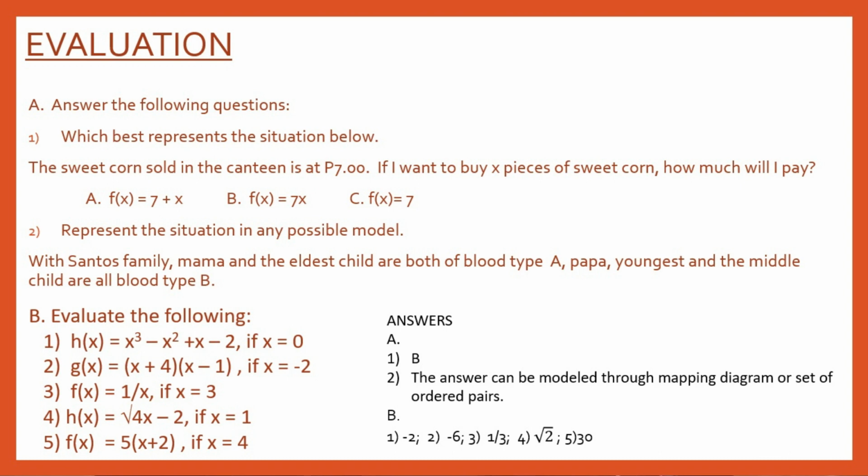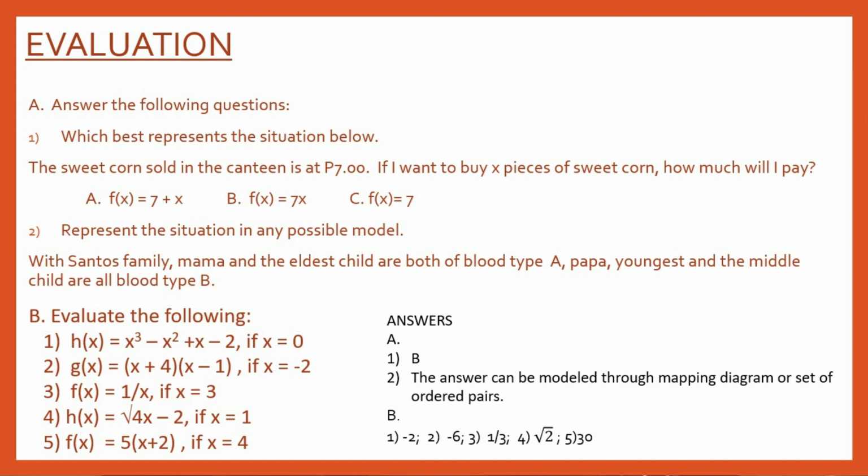How was the evaluation so far? Let's try to see how much you have learned. Number 1. Which best represents the situation below? The sweet corn sold in the canteen is at 7 pesos. If I want to buy x pieces of sweet corn, how much will I pay? What is your answer? That's right. It should be letter B.